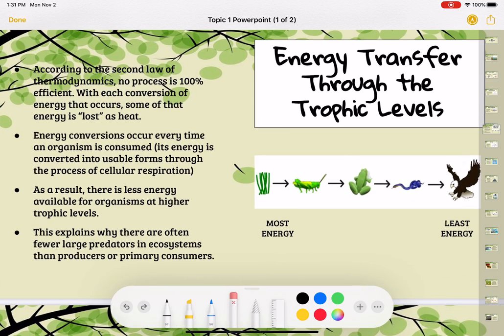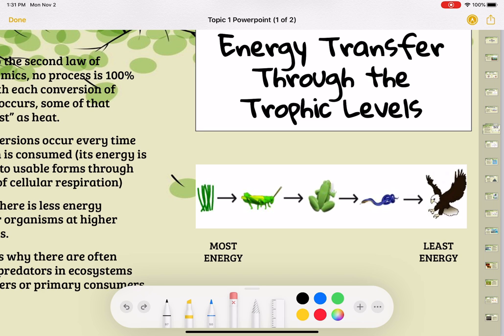According to the second law of thermodynamics, no process is 100% efficient. So with each conversion of energy that occurs, some of that energy is lost as heat. Energy conversions occur every time an organism is consumed. Its energy is converted into usable forms through the process of cellular respiration. As a result, there is less energy available for organisms at higher trophic levels, and this explains why there are often fewer large predators in ecosystems than producers or primary consumers.